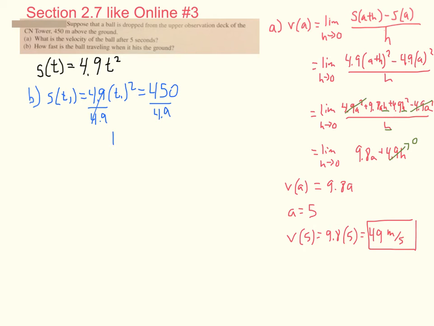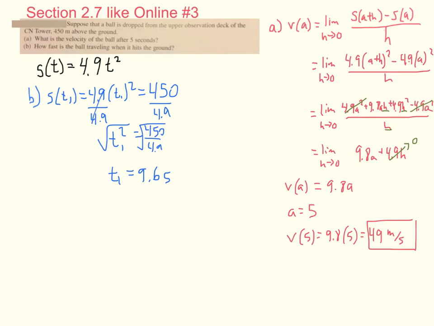So solving this equation, divide by 4.9 on both sides of the equation. Those cancel out. We have t1 squared is equal to 450 over 4.9. And the way we get rid of squaring something is to take the square root of both sides. And we get that t1 is equal to the square root of 450 over 4.9, which comes to something in the ballpark of 9.6 seconds. So now we know how long it took.